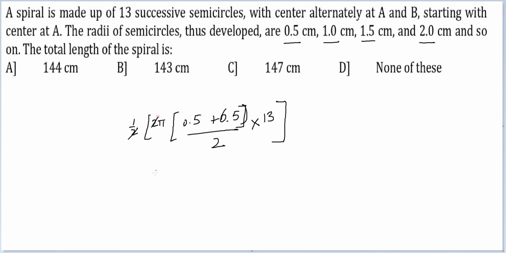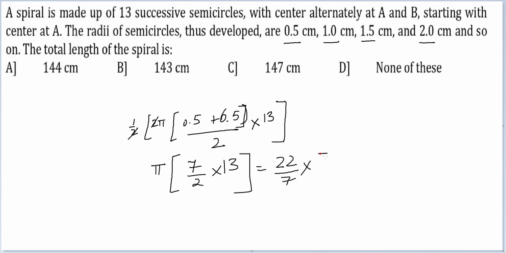So 2 and 2 cancel. I get 7 by 2 into 13. Let me also open up pi. So I get 22 by 7 into 7 by 2 into 13. So 7 and 7 cancel. 22 and 2 cancel. I get 11. 11 into 13 is 143. So the length of the spiral should be option 143.